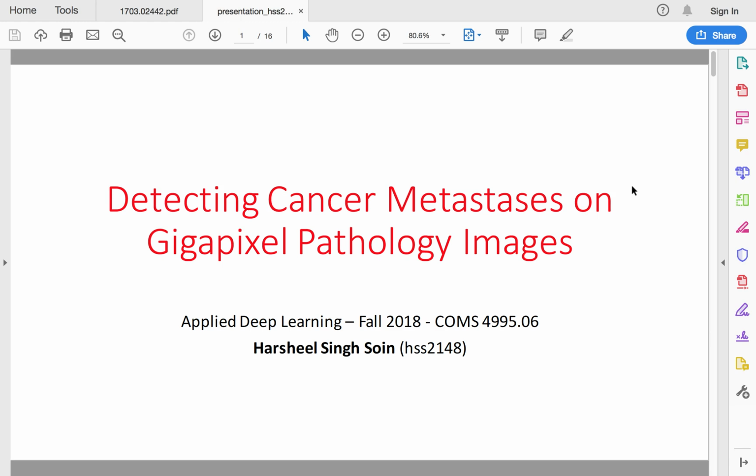Today I'm going to be talking about a project that I did in connection to the Applied Deep Learning course. The goal of this project is detecting cancer metastasis on gigapixel pathology images. This problem statement is in connection to the CAMELYON data challenge, which is widely popular in the field of breast cancer research. The goal of the challenge is to develop a model to automate the process of detection of metastasis on whole slide images of lymph node sections, and that can greatly assist pathologists in their examination of whole slide images, so as to reduce the misdiagnosis rate and increase the sensitivity of the diagnosis.